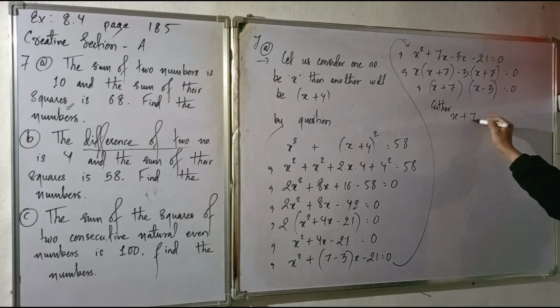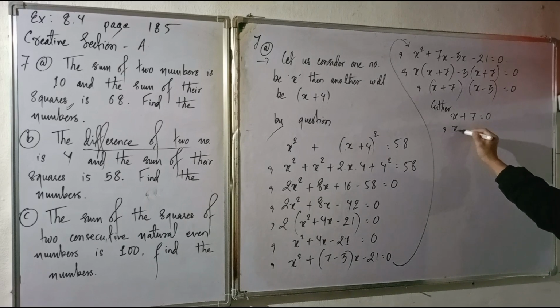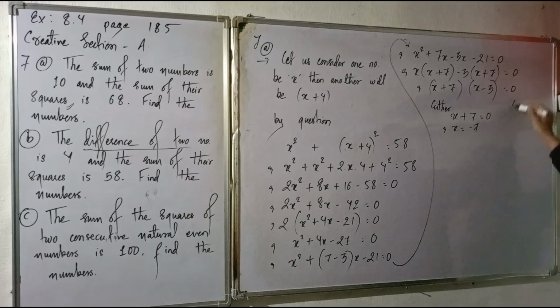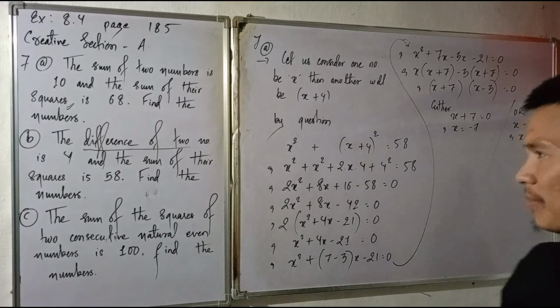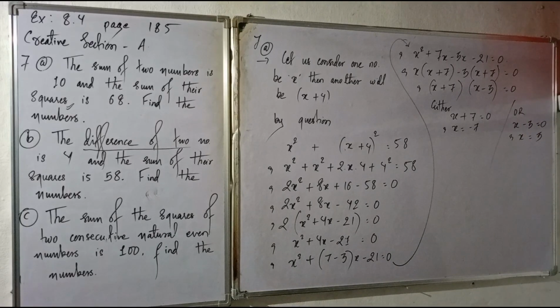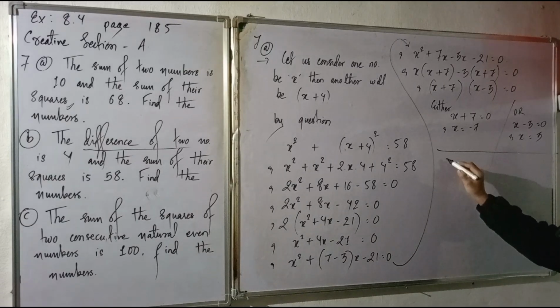Now we do: either x plus 7 equals 0, so x equals minus 7, or x minus 3 equals 0, so x equals 3. Is there anything mentioned there? The difference of two numbers is 4. Nothing is mentioned about a positive or negative number, so we take both values for x.